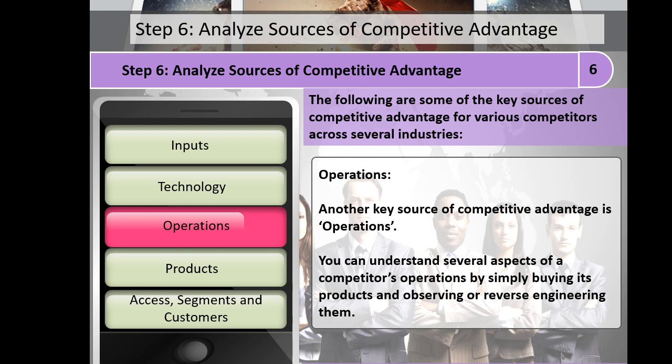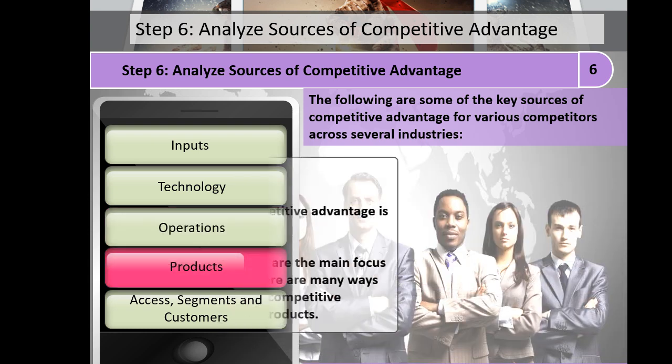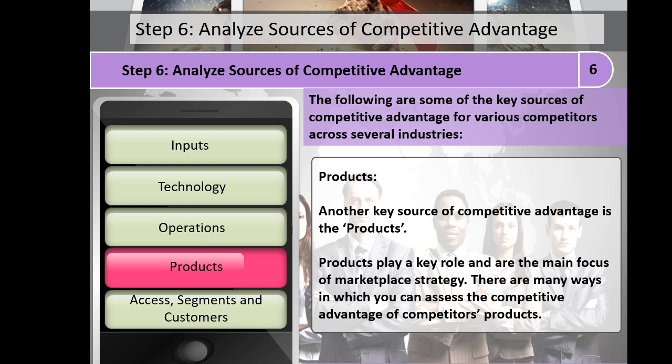Another source of competitive advantage is operations. You can understand several aspects of competitors' operations by simply buying its product and observing or reverse engineering it. I remember a cousin of mine. Anything we buy, he will dismantle and recouple. He's very crafty and very skillful. So you can apply this technique. Try to understand how they operate by reversing their procedures and processes, and how it works.